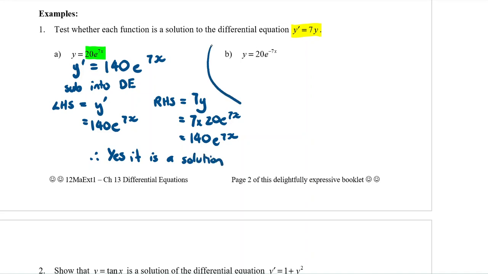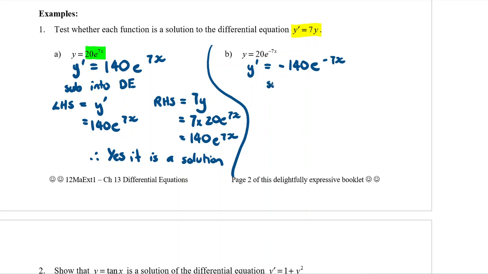Okay, let's do that process again for part B. But it's not just about the answer, it's about justifying it. So, same thing, let's differentiate. What is y dash for that differential equation? Minus 140, good, e to the negative 7x.